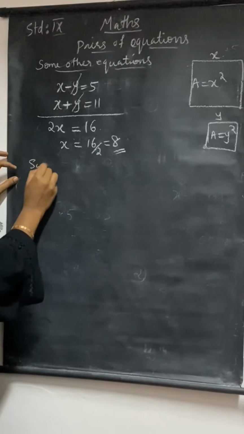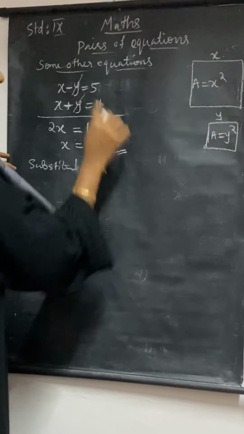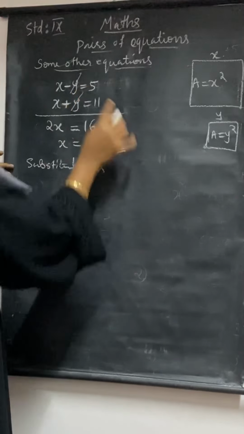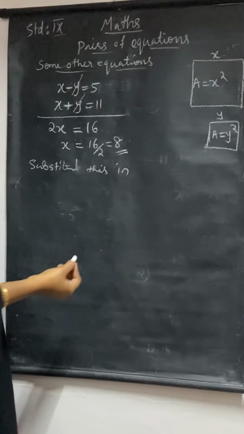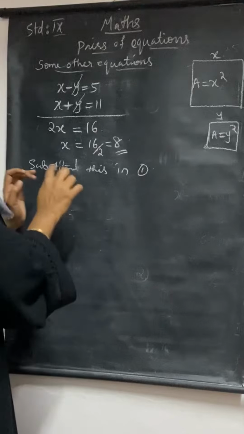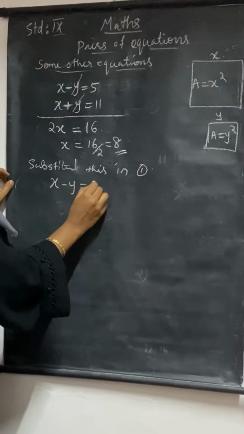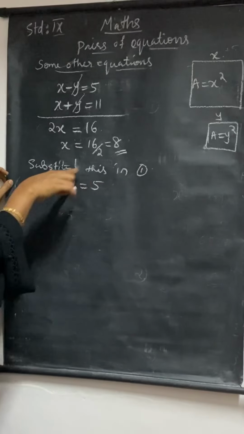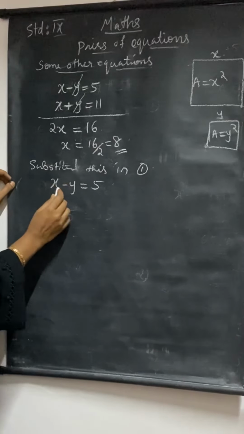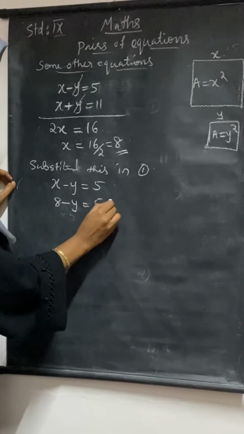Now substitute this in any of the equations. Any equation you can choose. In which one you want? First one only we will put. Substitute this in equation 1. So that first one what? X minus y is equal to 5. That you have to write first. Then substitute the x value. Okay. So x is what? 8 minus y is equal to 5.